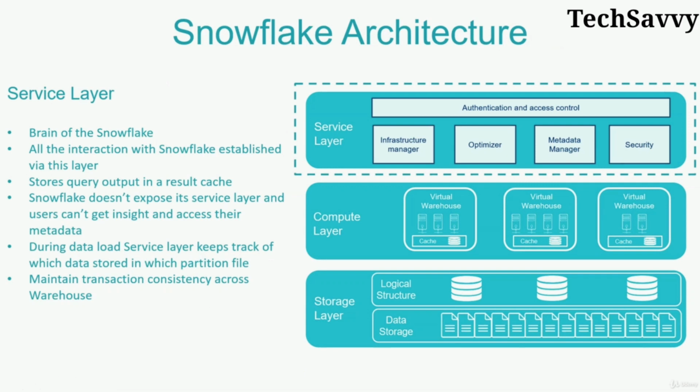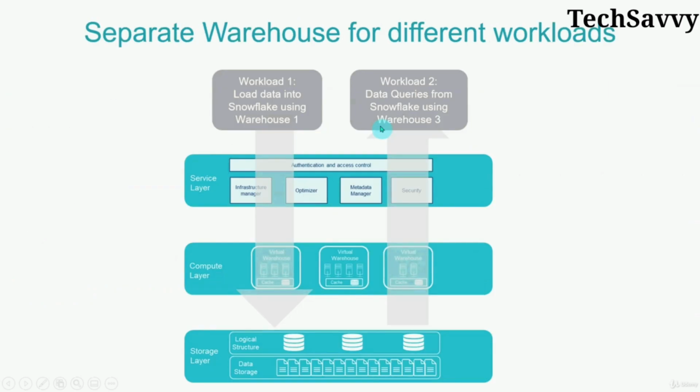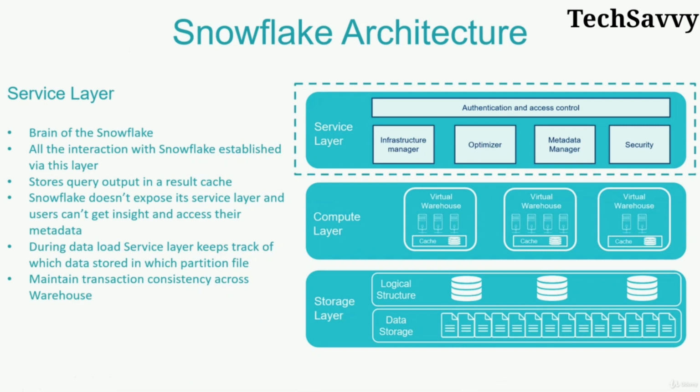Last but not least, another important thing is that the service layer also helps in maintaining transaction consistency. What I mean is, in the previous example, we talked about two workloads, where one workload is loading the data into Snowflake and another workload is catering to all the data queries. If workload one completes and has committed the transaction to my storage, then workload two queries will immediately reflect the data in the query output. That's how the service layer maintains transaction consistency across the warehouses.